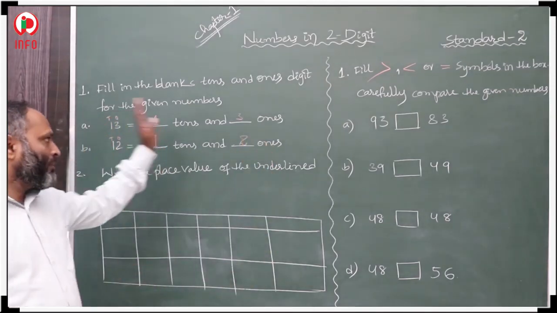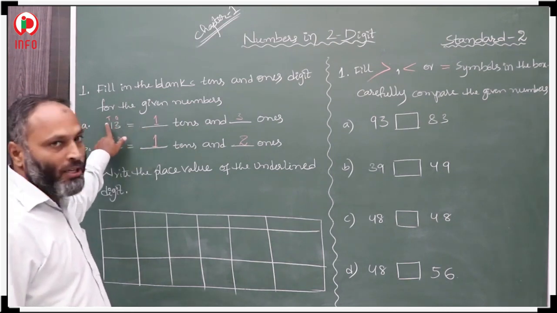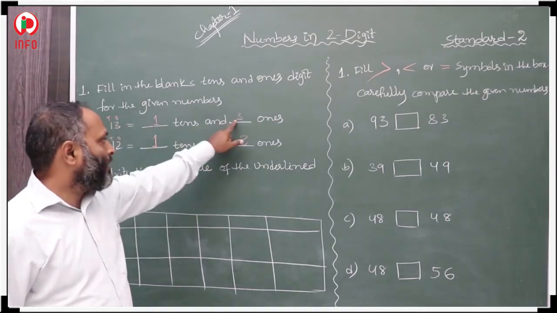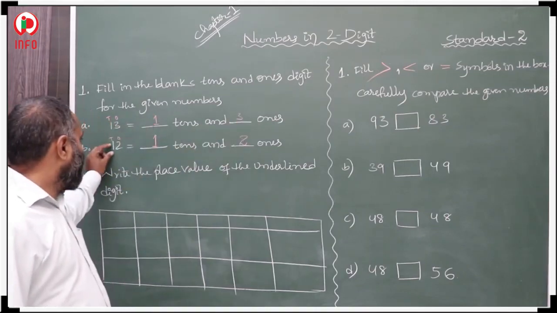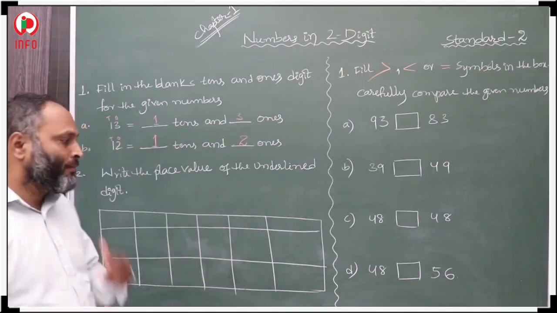So the number of tens and the number of ones we have to write first. We have to write how many ones are there, how many tens are there. So here 1 tens, 3 ones. In the same way 1 tens, 2 ones.